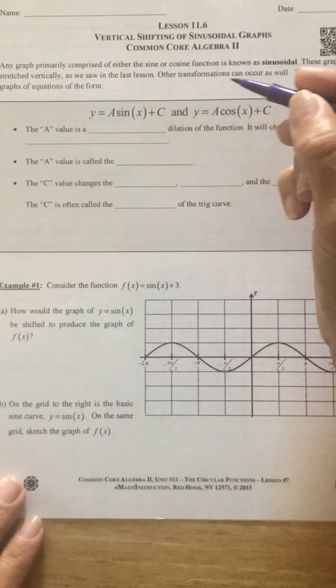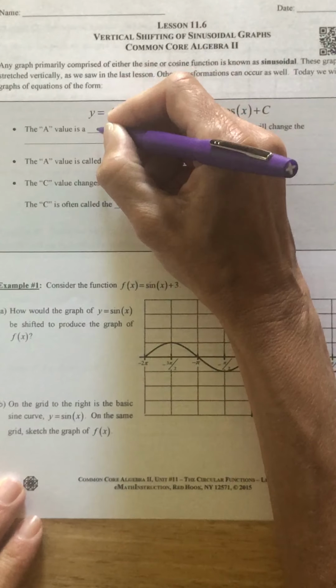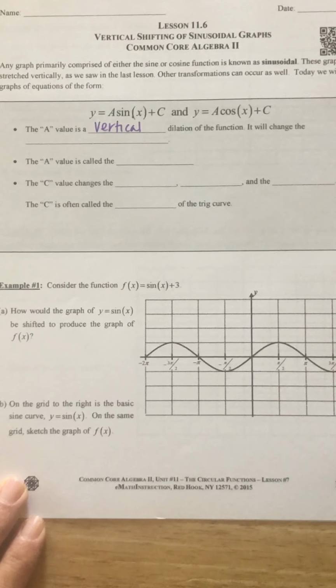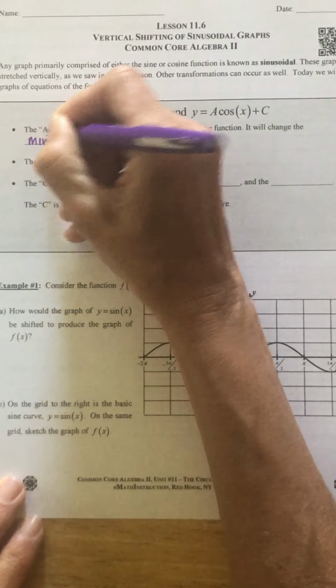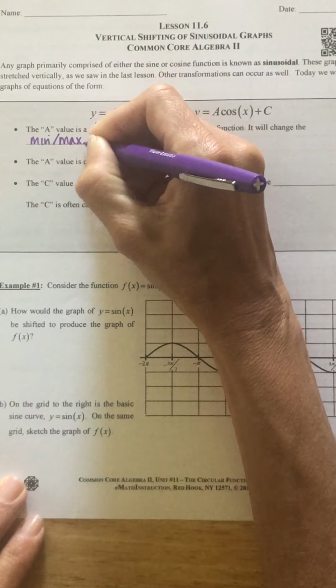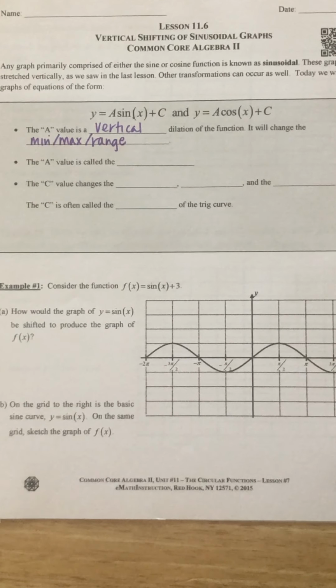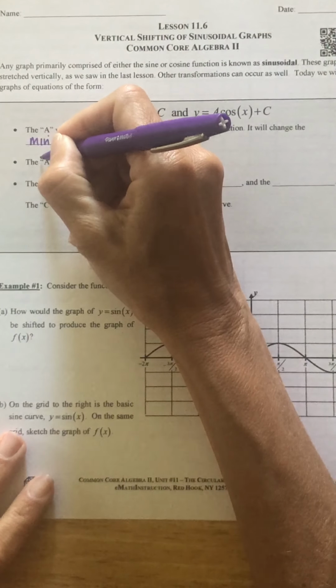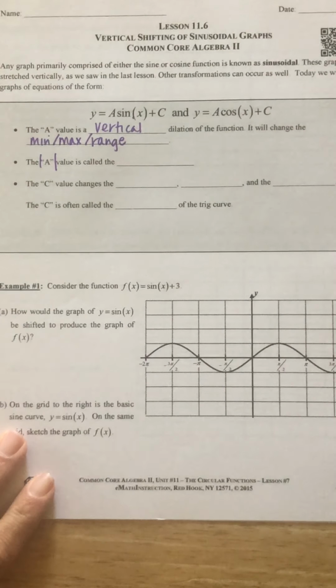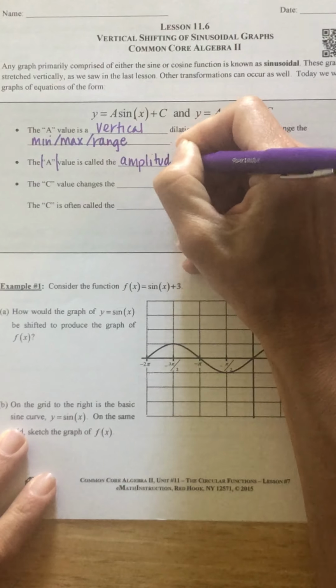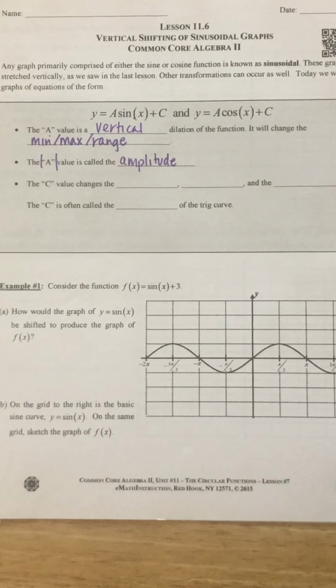The A value, the amplitude, is a vertical dilation. What it does is it changes the min value, the max value, and the range. So your highest point, your lowest point, and the range is how high to how low. The A value should really have absolute value signs around it, because once you do that, you can call it the amplitude. Remember, the amplitude has to always be positive. The A value can be negative, but amplitude is positive, so that's where the absolute value comes in.